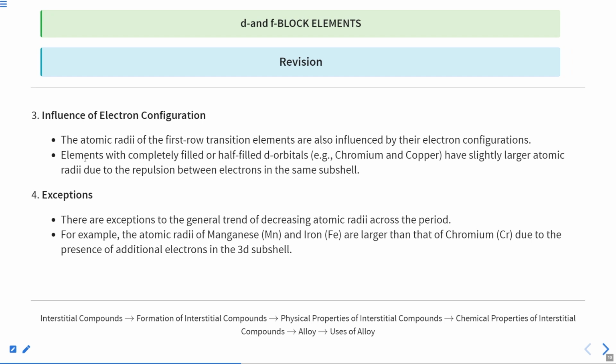Now, there is also an influence of the electronic configuration, that is half filled or fully filled, which is seen in case of chromium and copper. So they have a higher atomic radii due to the repulsion between the electrons in the same subshell. Now, talking about the exception, we know that there is a general decrease in the atomic radii, but in case of manganese and iron, they are larger than chromium. Okay, why are they larger than chromium? It is due to the presence of additional electrons in the 3d subshell. Clear?